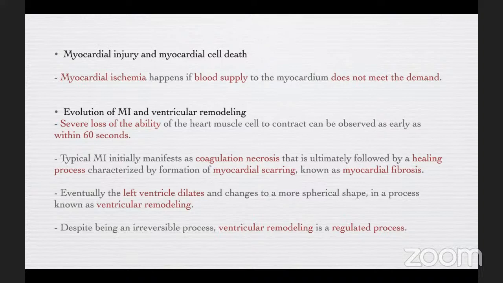Typical MI initially manifests as coagulation necrosis that is ultimately followed by a healing process characterized by formation of myocardial scarring, known as myocardial fibrosis. This mechanism allows significant architectural changes to the composition, shape, and contractile function of the myocardium, especially in the left ventricle, which is the major contributor to the contractile function of the heart. Eventually, the left ventricle dilates and changes into a more spherical shape in a process known as ventricular remodeling.